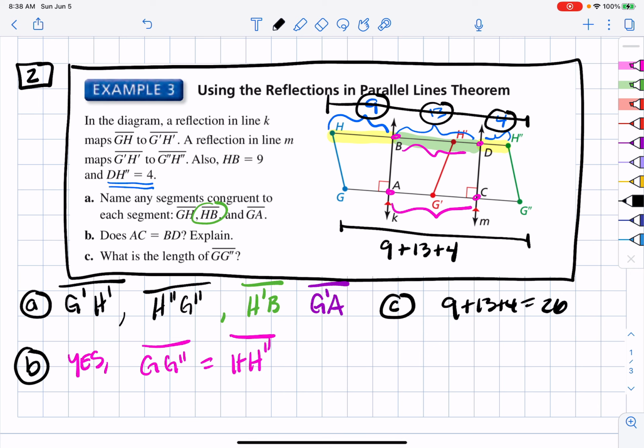The other way you could think about that is it's just going to be 2 times 9 plus 4. So we take this segment and this segment, that's our 9 plus 4, and we double it to get our 26. So however you want to think about it, that's the way to do it. So that will definitely show up in your skill checks.